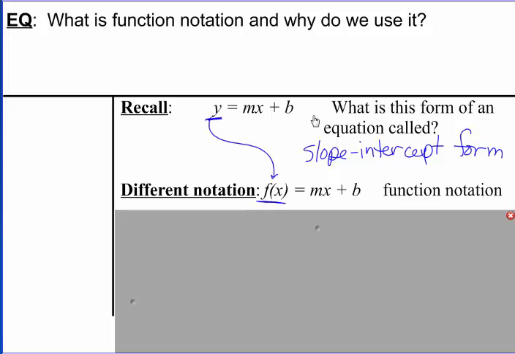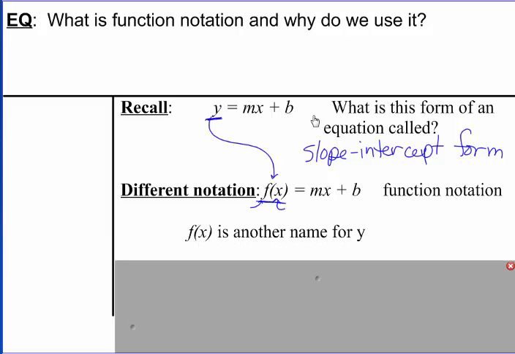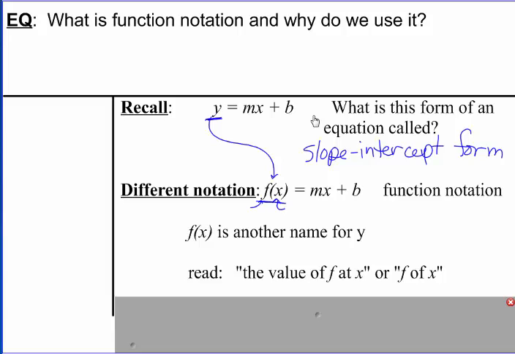What this allows us to do is see what our variable is and the type of function, and that it is a function. So we've got a function where my variable is x, and it's just another name for y. So that whole thing together, f of x, is exactly the same as y. You would read this as the value of f at x, or f of x.